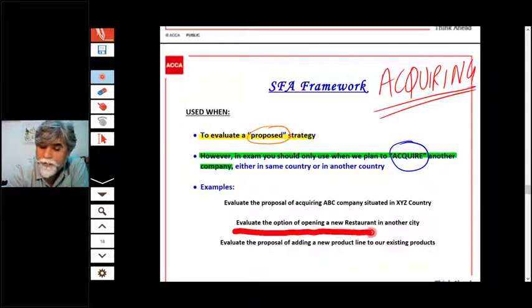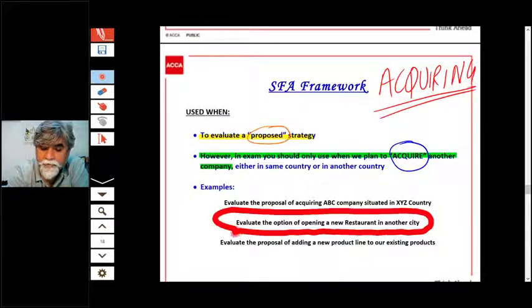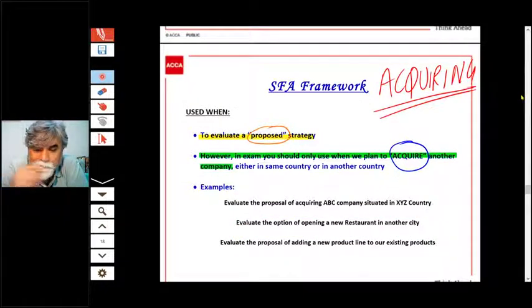Evaluate the option of opening a new restaurant in another city. What do you think? SFA or general pros and cons or general common sense approach? General approach, common sense approach, pros and cons. Because you remember in SBL, it is not mandatory to use a model, and the examiner has mentioned several times that students who do not use models but still manage to cover all the important aspects will get equally good marks. Okay, so what about this one?